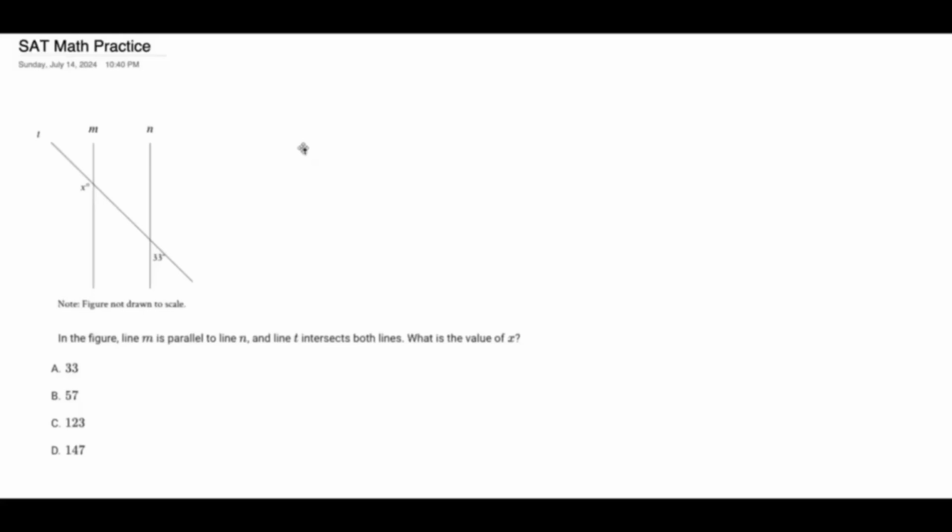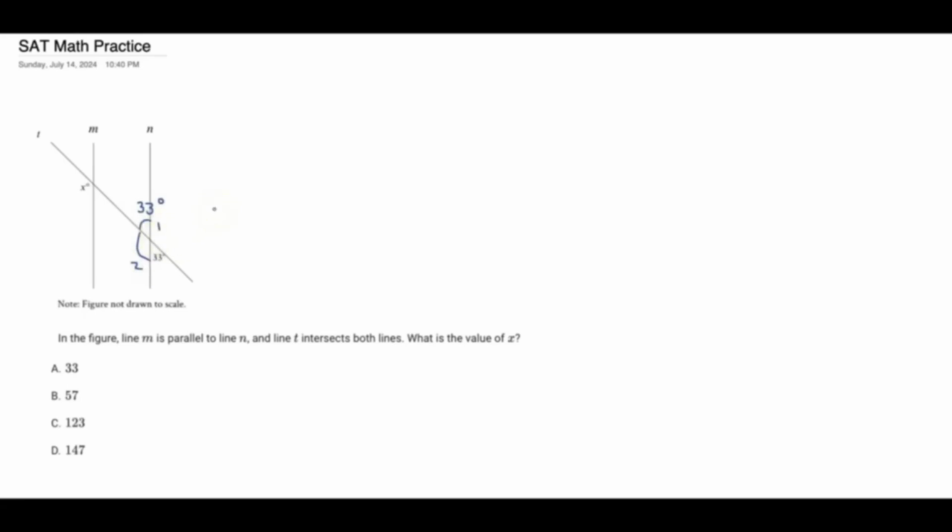Given that line M is parallel to line N, and line T intersects both lines, what is the value of X? All right, so first off, what we have here are vertical angles, right? They give us 33 degrees here, so we know the angle across from that will also be 33 degrees. So if we call this angle right here that we just labeled angle 1, and let's call this one angle 2, angle 1 and angle 2 are supplementary angles, right?